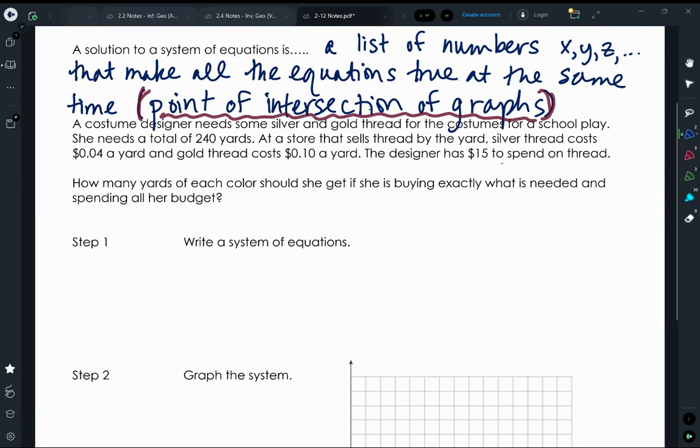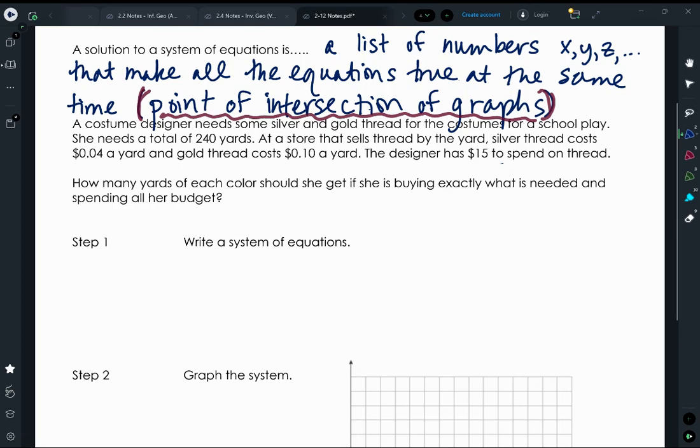So let's make sure we understand the problem. This is a costume designer. She needs lots of yards of thread. It sounds like gold costs more than silver, right? And that makes sense to me. So the silver is only 4 cents a yard. Gold is 10 cents a yard. She needs a lot of it total, 240 yards. It seems like an awful lot of thread. And she's got $15 to spend.